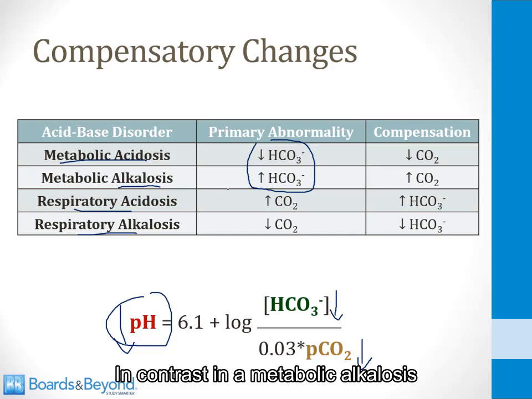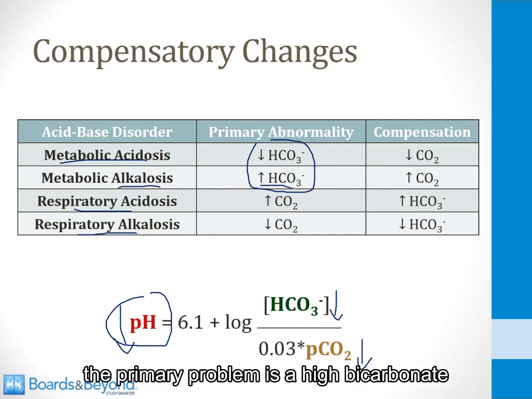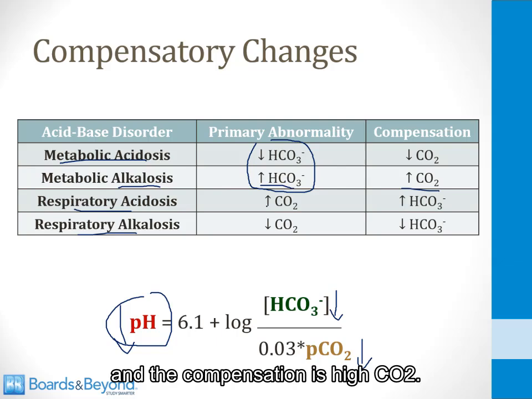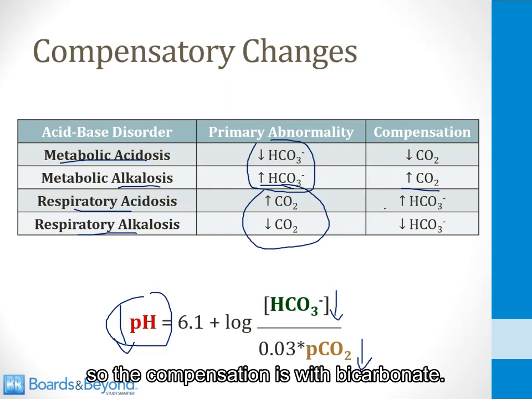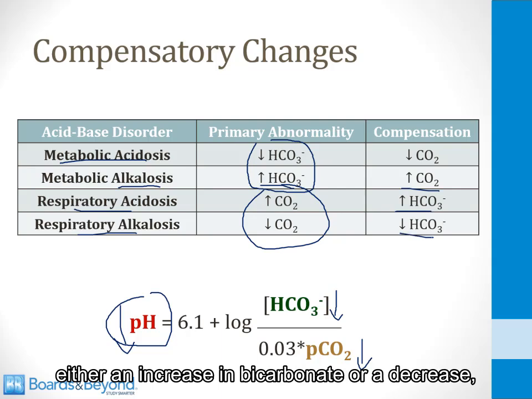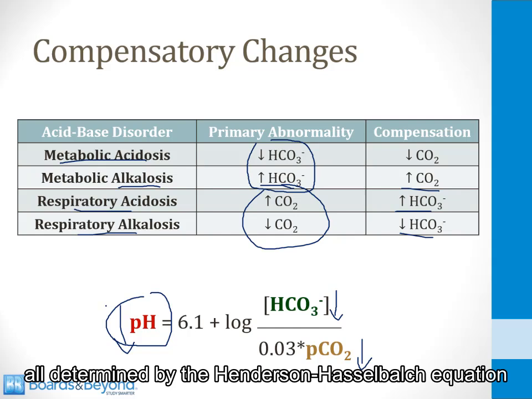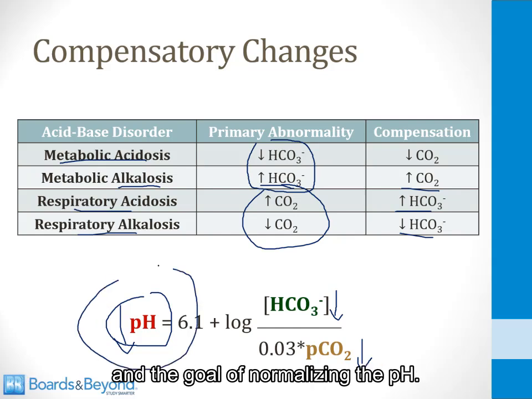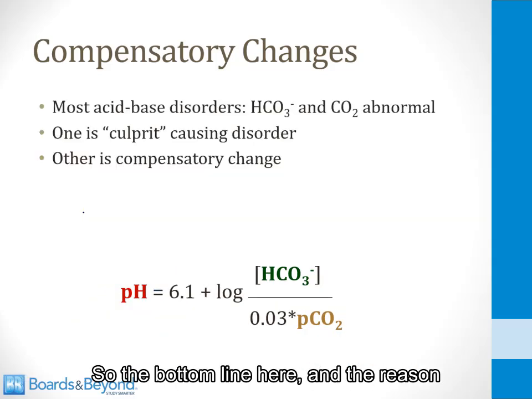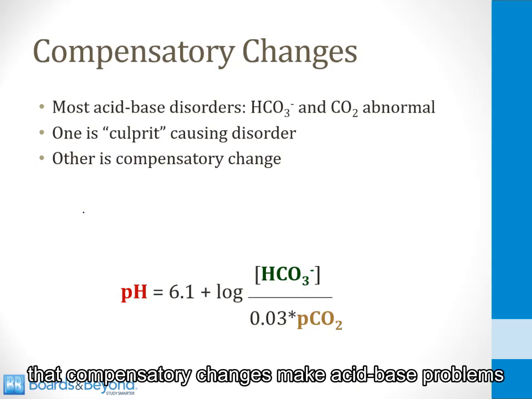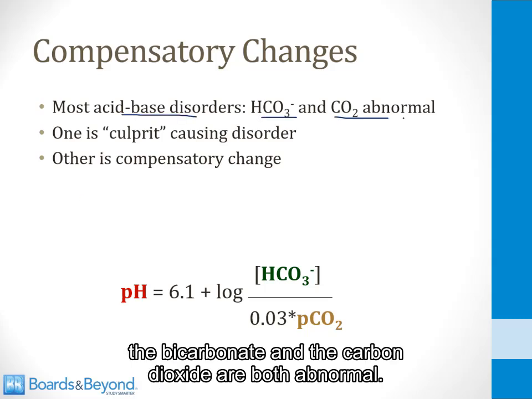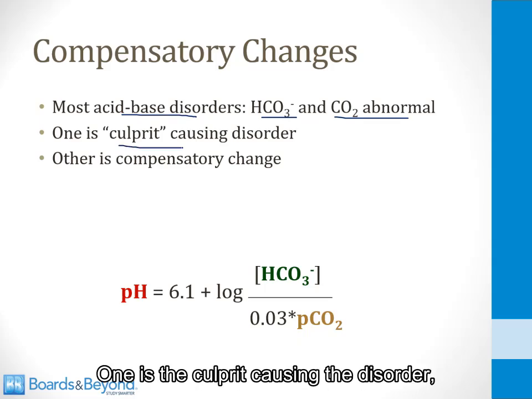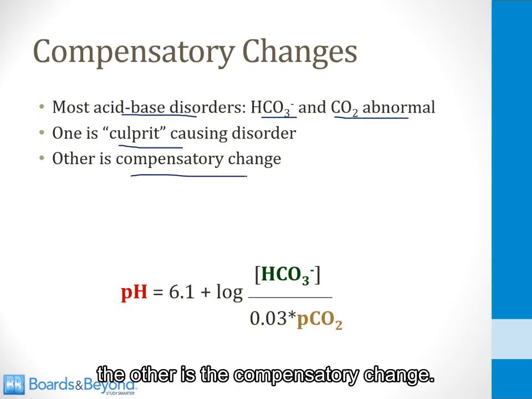In contrast, in a metabolic alkalosis, the primary problem is a high bicarbonate and the compensation is high CO2. In respiratory disorders, the primary problem is carbon dioxide, so the compensation is with bicarbonate. And once again, the compensation will be either an increase in bicarbonate or a decrease, all determined by the Henderson-Hasselbalch equation and the goal of normalizing the pH. So the bottom line here, and the reason that compensatory changes make acid-base problems so complex, is that in most acid-base disorders, the bicarbonate and the carbon dioxide are both abnormal. One is the culprit causing the disorder, the other is the compensatory change.